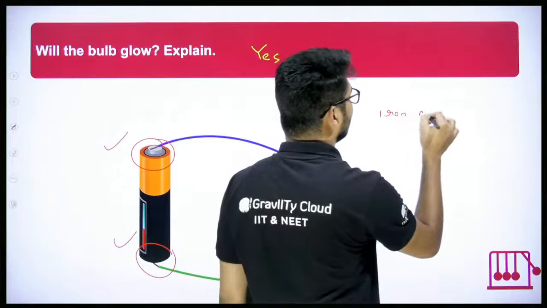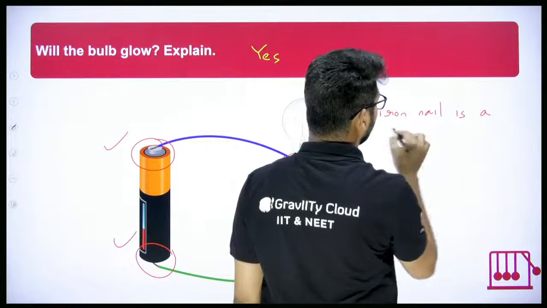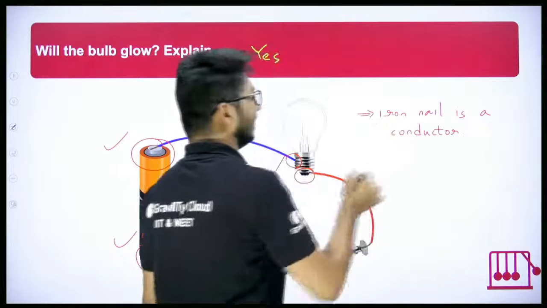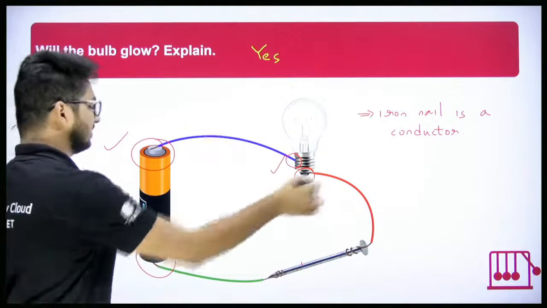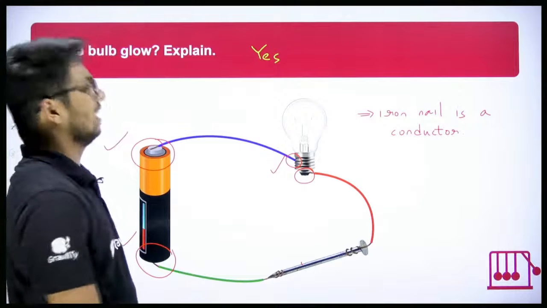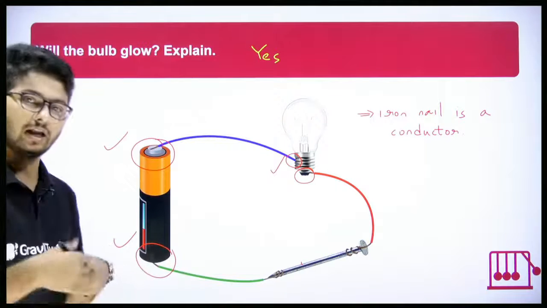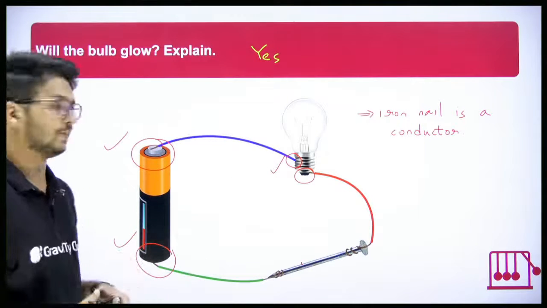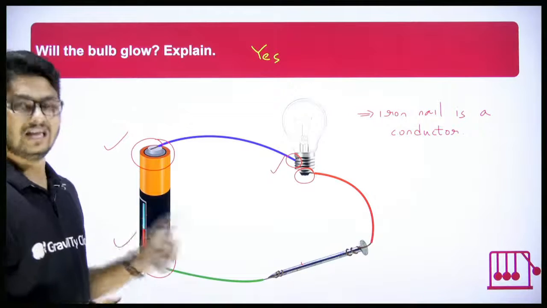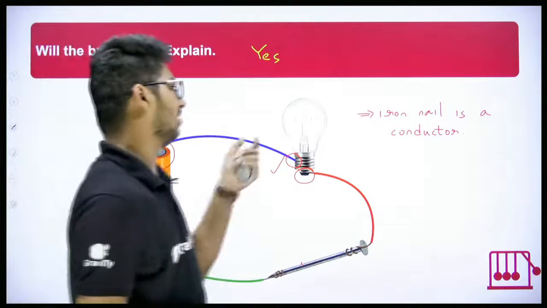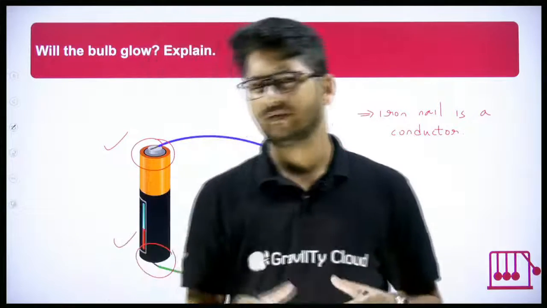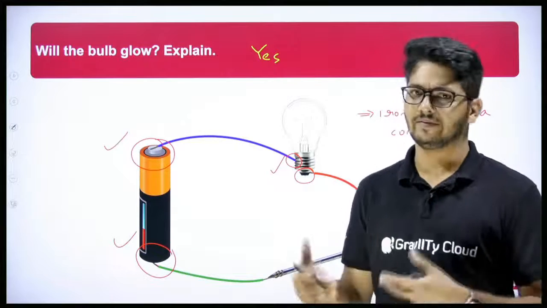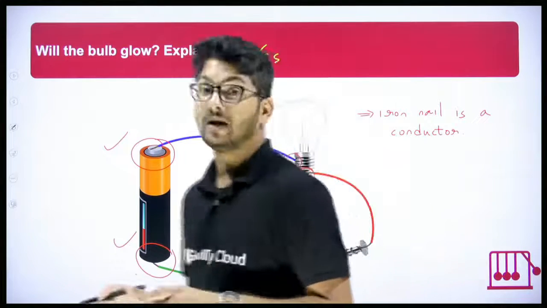Iron nail is a conductor. The iron nail used here is a conductor. What about the wires? The wires are also conductors. So everything is made up of conductors. They allow current to pass through them. It is a closed circuit, a closed and continuous path for current to flow. That means it will allow the current to flow, and when the current flows, the bulb will glow. Obviously, we are assuming that the cell and the bulb are working properly. We are going with that assumption. Okay, so will the bulb glow?